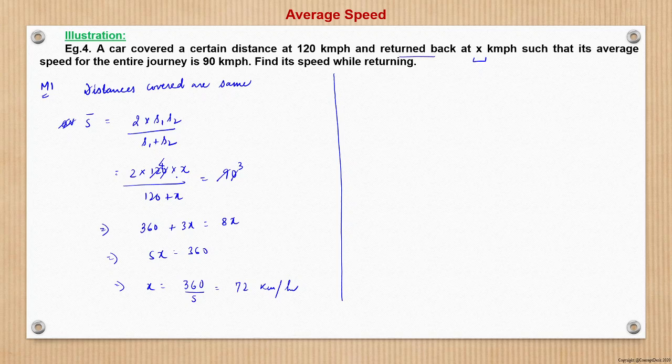Using the generic approach. Now we will see using allegation.